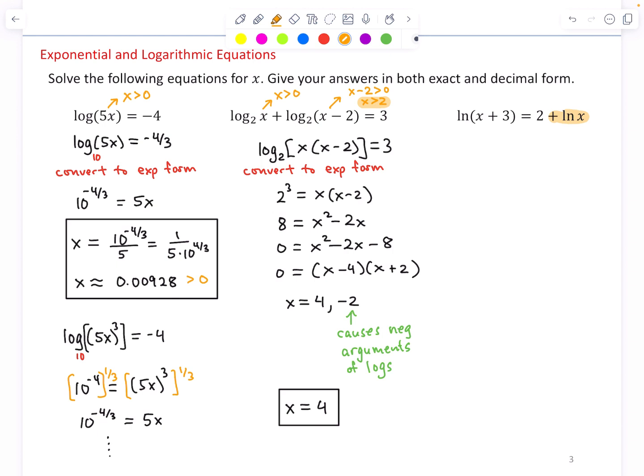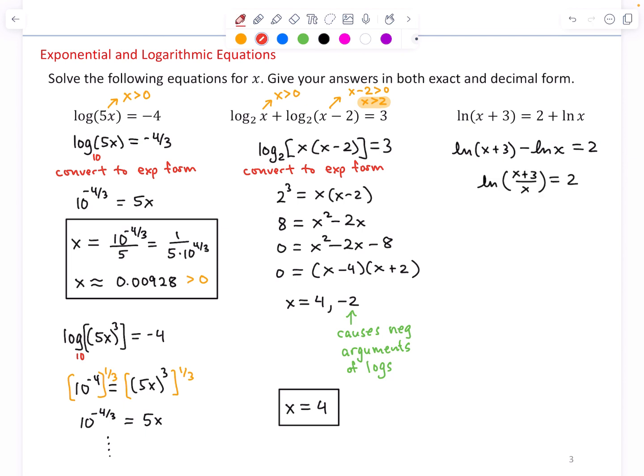I'll begin by subtracting this natural log from the right side to the left side of the equation. Now I will use property 7. When you have 2 like-based logarithms being subtracted, then we can condense this into a single natural log, and my new argument will be first argument divided by the second argument.